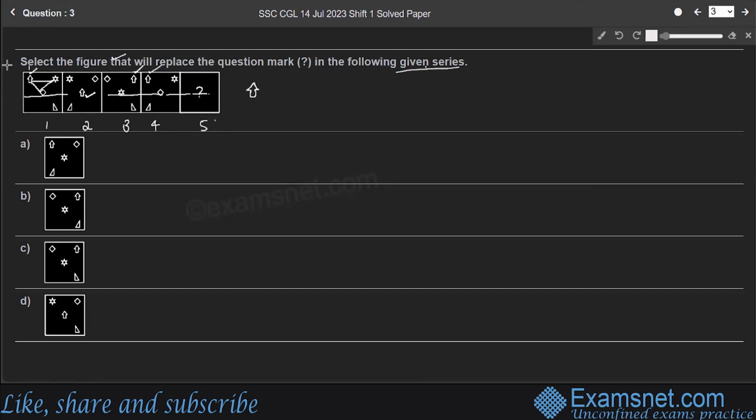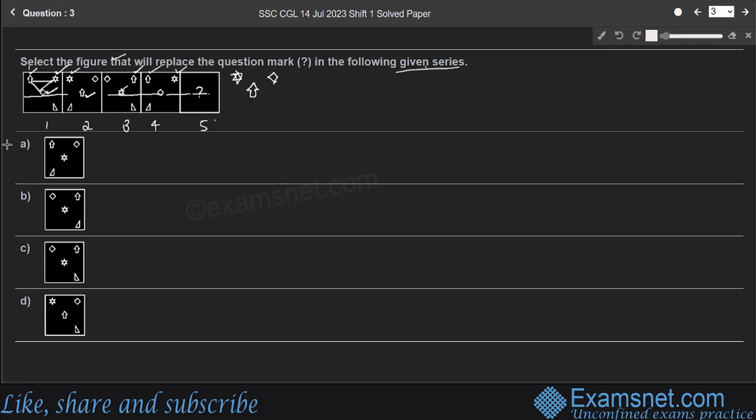So consider this star mark. The position of the star mark is changing in each figure and it is rotating in anti-clockwise direction. Therefore, in the 5th figure, the position of the star should be the first position, like this. So consider this diamond shape. Its position in the fifth figure should be here in the top right corner.